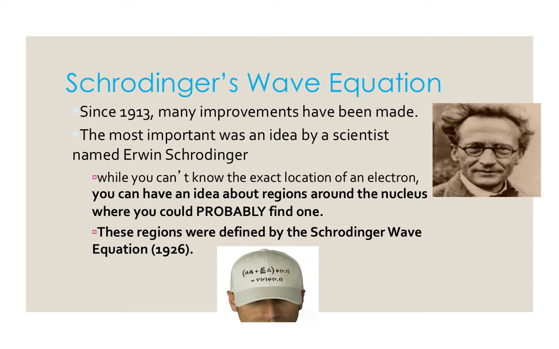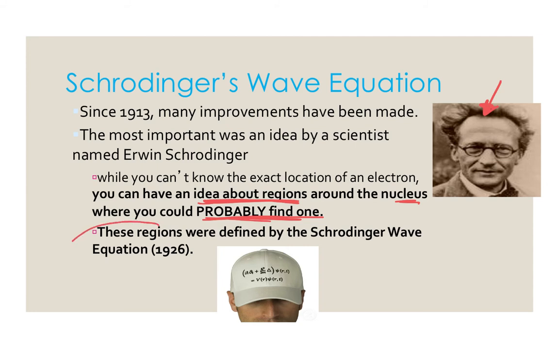Okay? In the mid-1900s, Erwin Schrödinger comes along and starts doing some fancy math, and he says, you know what? Heisenberg's right. We can't know the exact position of an electron if we know how fast it's moving, but we can have an idea about regions around the nucleus where we're probably going to find an electron. We can't know its exact location, but we do have regions of probability of where we're likely to find those.